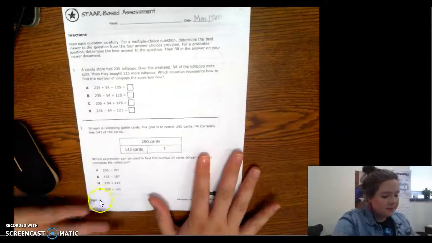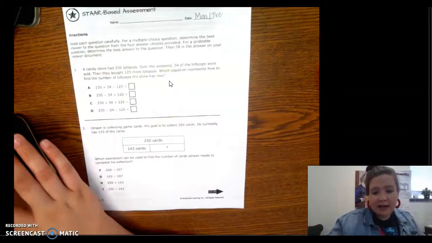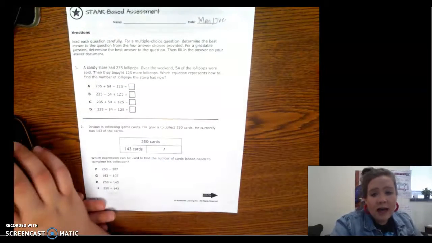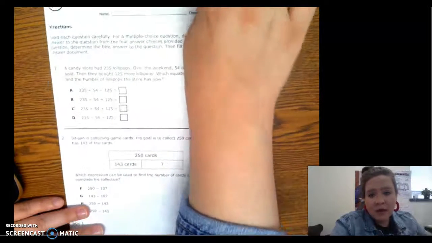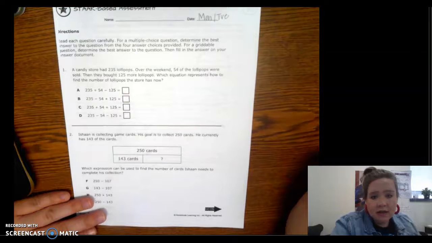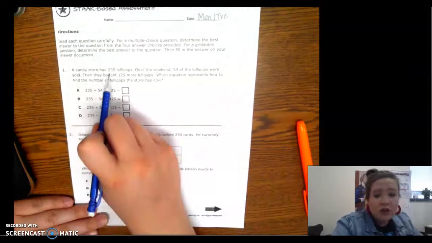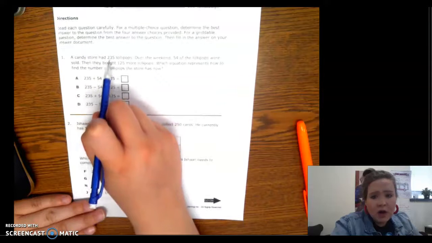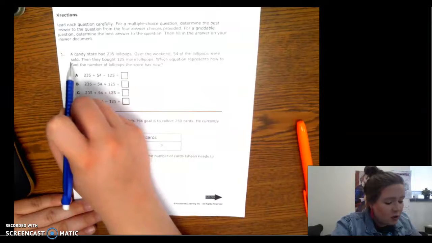All right. It's been a while since we've worked on addition and subtraction problems. So I'm going to take this kind of slow, and we're just going to work through the problem sentence by sentence. Let's get this to focus. All right. It says, a candy store had 235 lollipops. Over the weekend, 54 of the lollipops were sold.